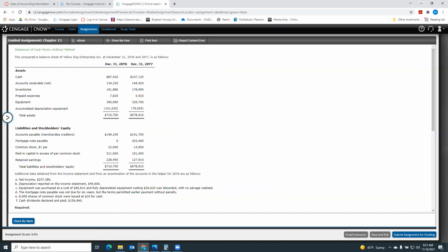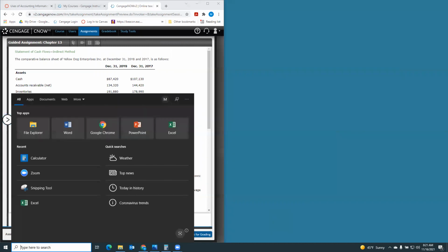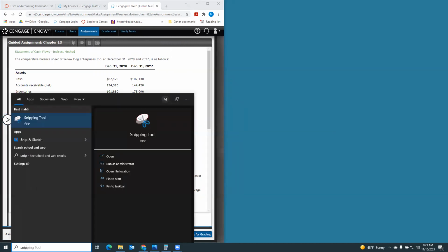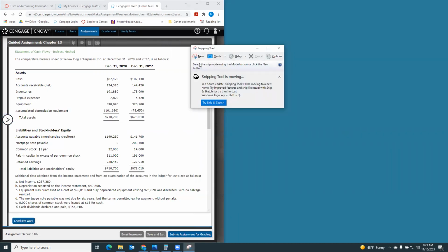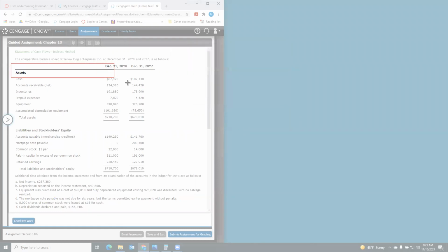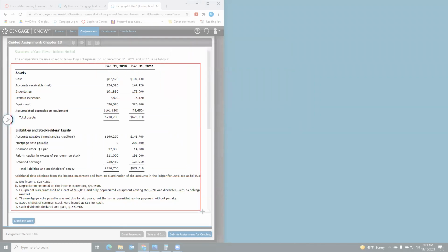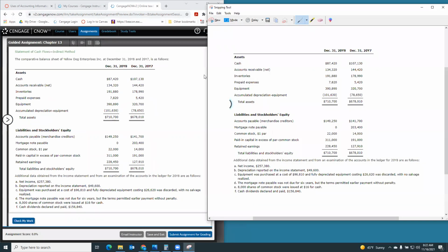So I'm going to split my screen and use my snipping tool to take a picture of this stuff from up here. That way I don't have to be scrolling up and down through the whole problem. You can do that if you want. You can also scroll up and down. You can also take a picture of it with your phone camera. I see a lot of people doing that in class. You can do whatever works best for you.